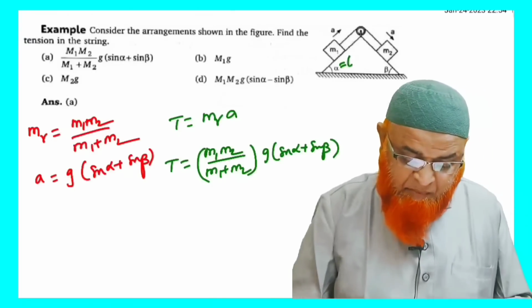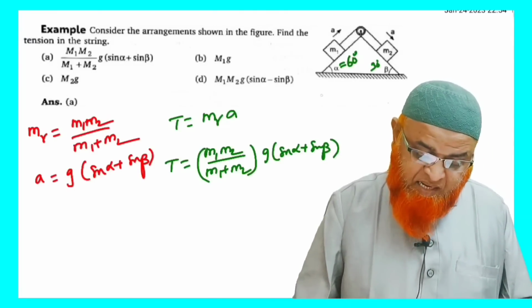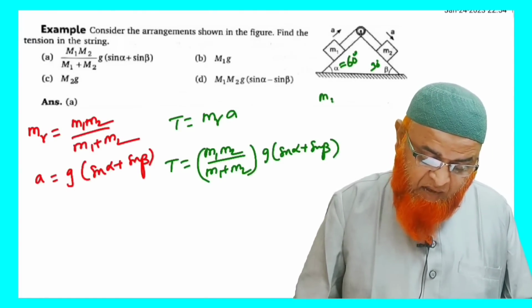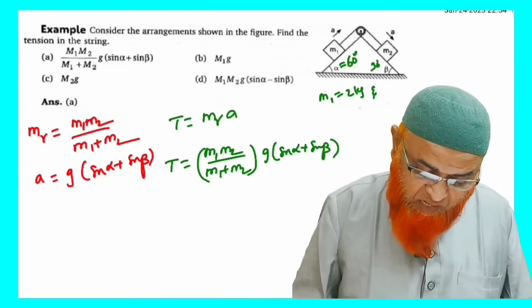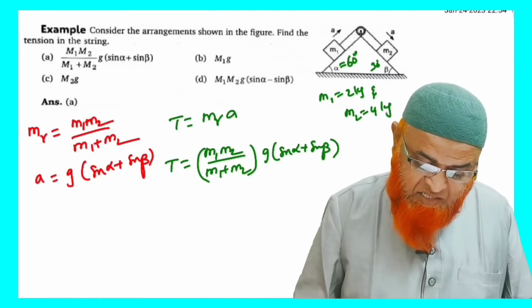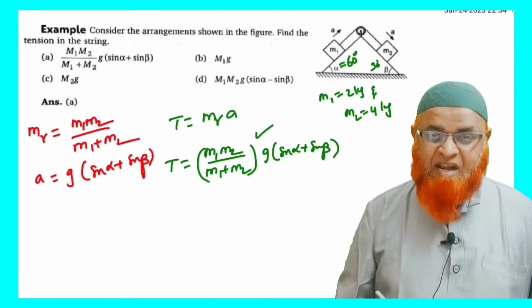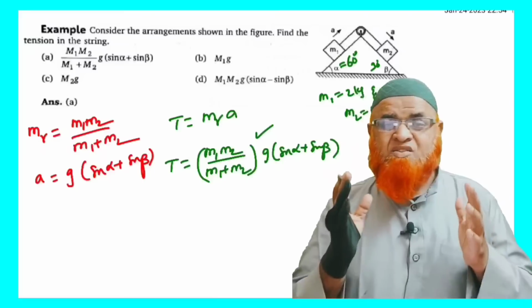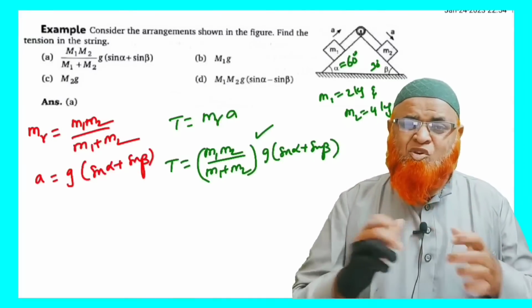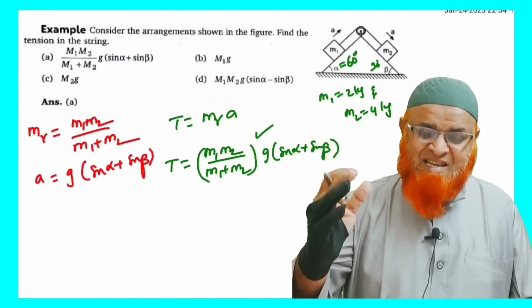If for example some angles are given here like 60 degrees and 30 degrees, and for example m1 is 2 kg and m2 is 4 kg, then just directly substitute in this formula and get the answer. It's a very simple and strategic way you can solve these problems without any free body diagram. Hope you have enjoyed this problem.